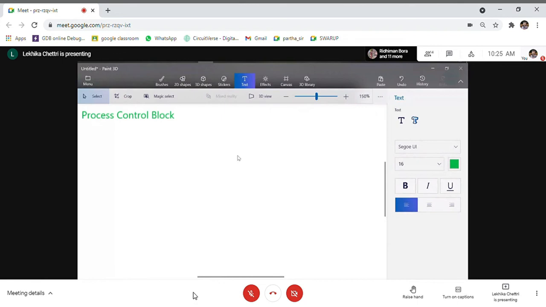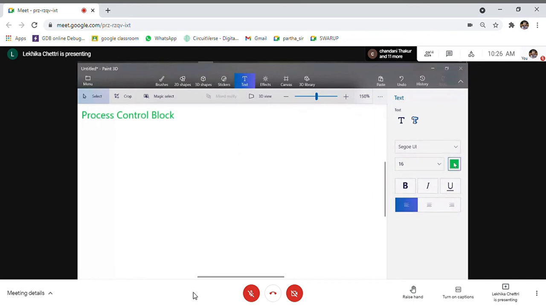The value of the process has to be saved, so that when we go back to that process, the last updated value is still there. For that we use a stack. If you have to do the programming, then you will have to use a stack. That stack is called the process control block.